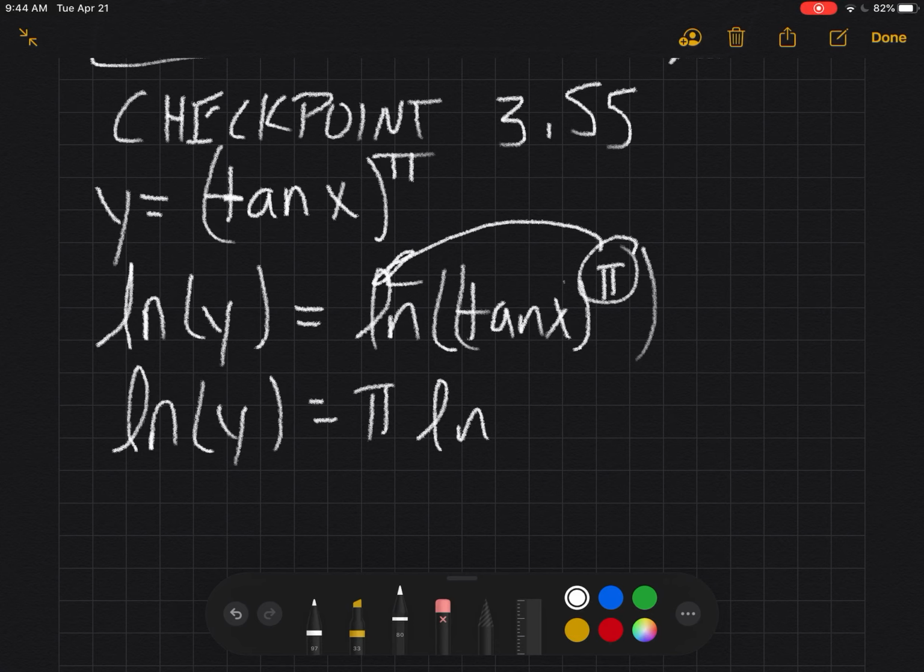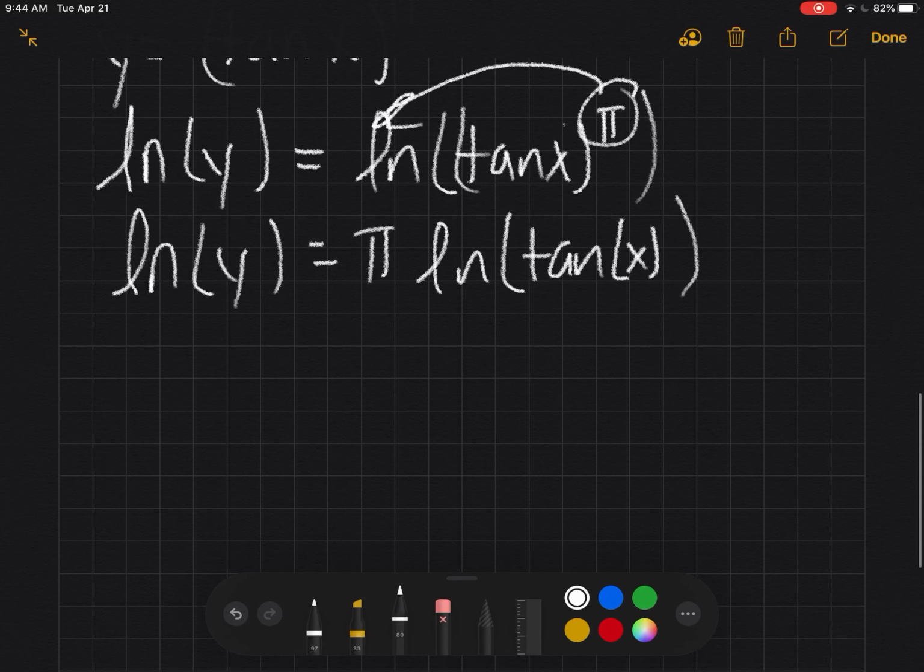We're just going to take the natural log of both sides. So I have the ln of y is equal to the ln of the tangent of x to the pi power. I'm going to use that same property of logs I used in the last example to bring that pi down. So we have ln of y is equal to pi times the ln of the tangent of x. And now we're ready to take our derivatives of each side.